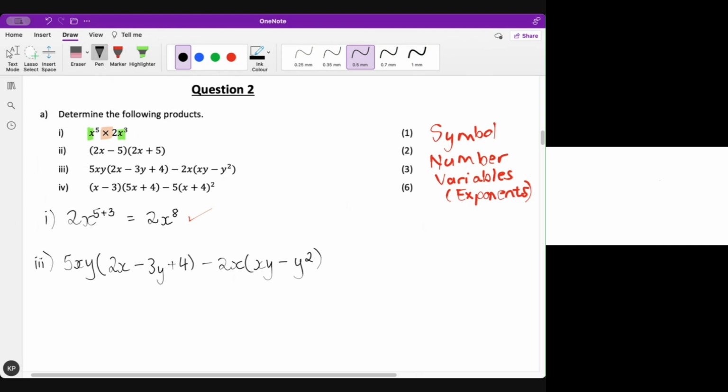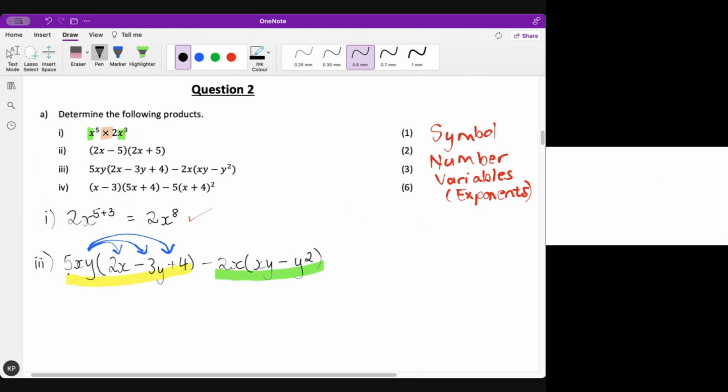Okay, how many terms are in this expression? 2. Beautiful. We have all of this, which is 1 term, and all of this, which is a second term. They have nothing to do with each other, so you focus on 1 term at a time. So let's look at yellow. We need to distribute your 5xy, which means you multiply it by everybody in the bracket.